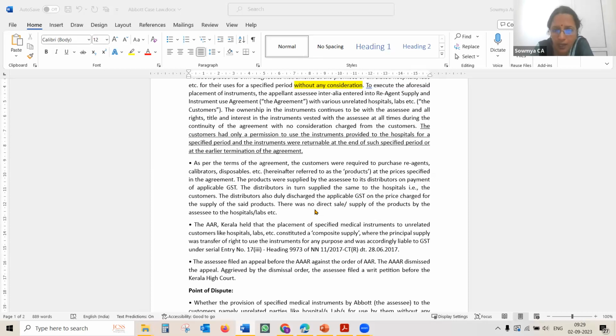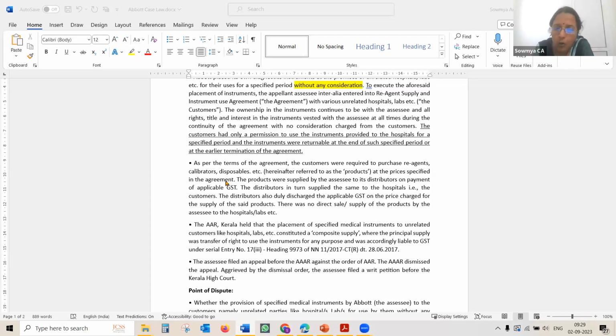As per the terms of the agreement, customers were required to purchase reagents, calibrators, disposables, all these things which are to be used along with the machine at the prices specified in the agreement. So in the agreement, it is stated that all these consumables have to be purchased from ABOT only through its distributors and at the price that is stated there, and no other chemicals or other disposables can be used on this machine.